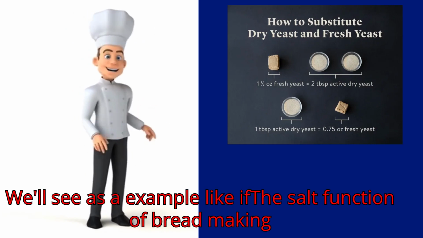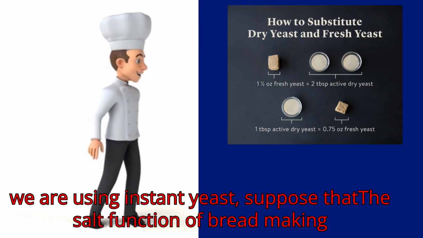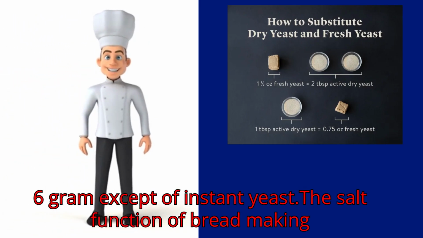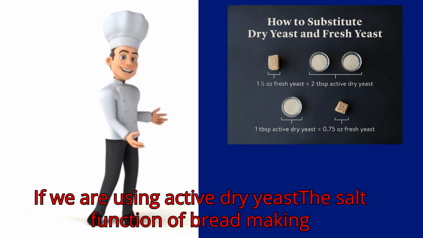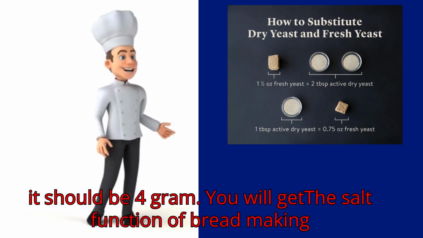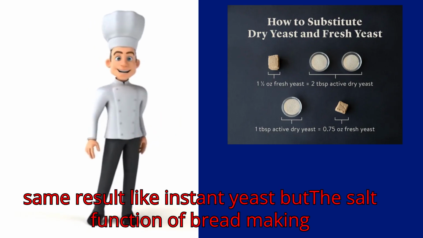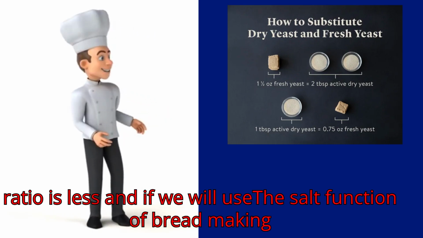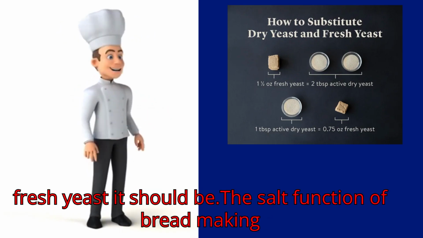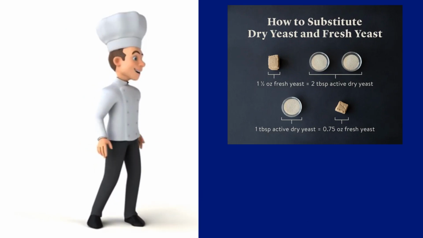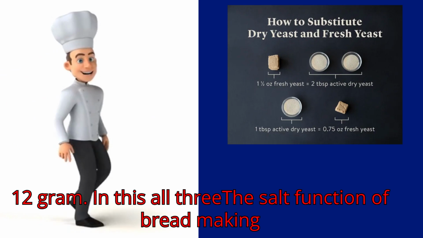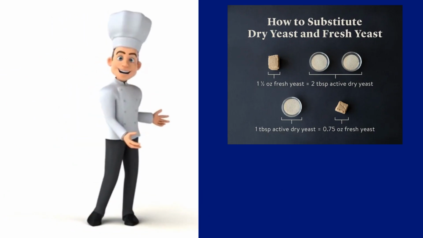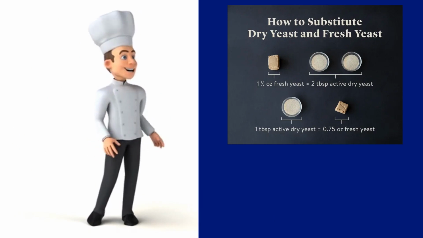As an example, if we are using 6 grams of instant yeast, then with active dry yeast it should be 4 grams. You will get the same result as instant yeast, but the amount is less. And if we use fresh yeast, it should be 12 grams. In all 3 situations, we will get the same result, but the ratio is different.